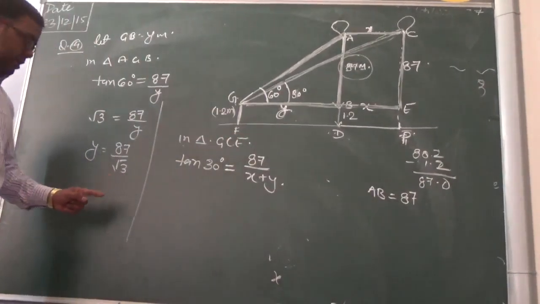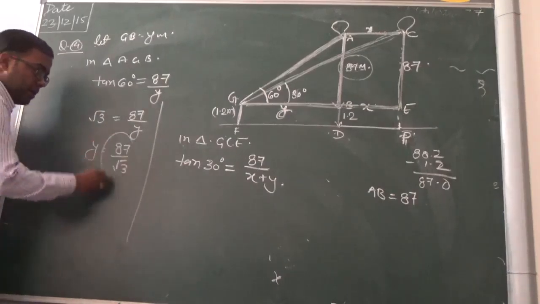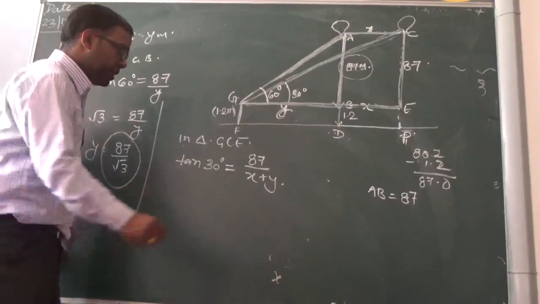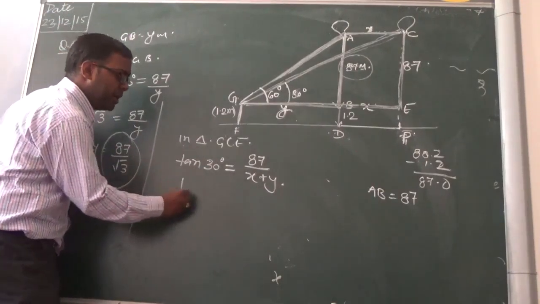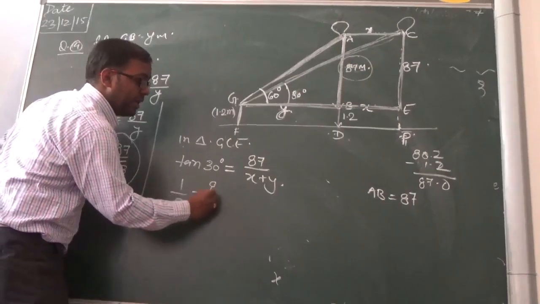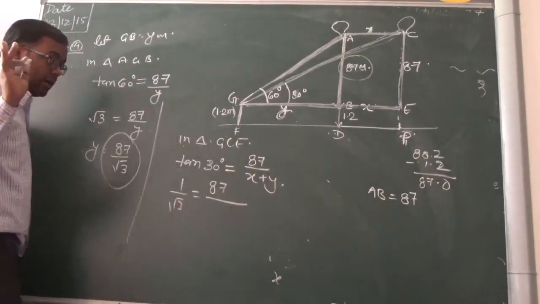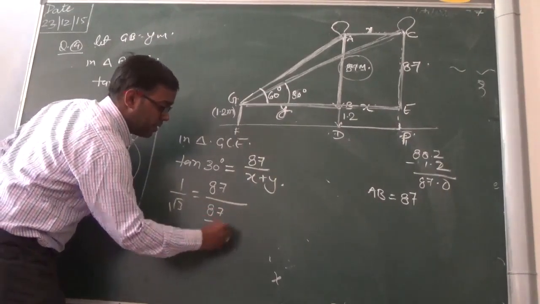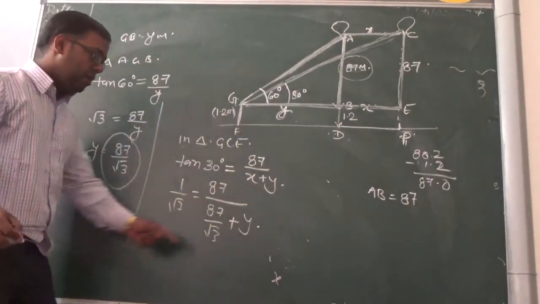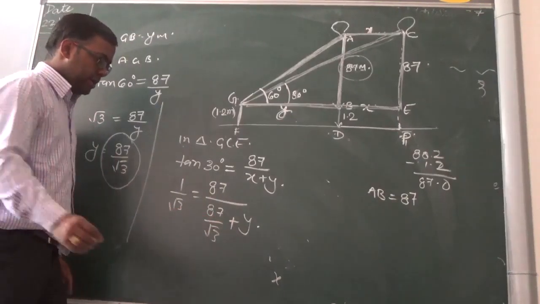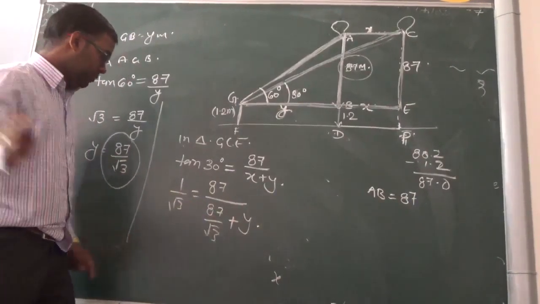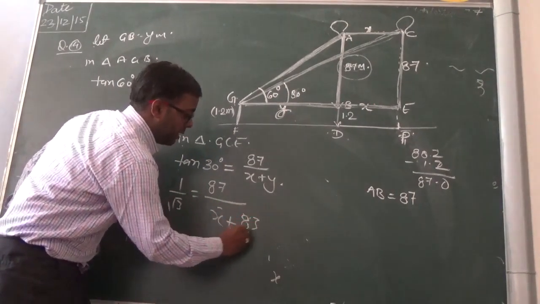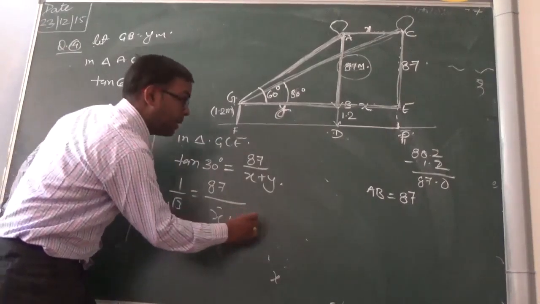Now, see here, we already have y, 87 by root 3. Just put here the value of y. What is tan 30? 1 by root 3 is equals to 87 divided by x plus y. So 1 by root 3 equals 87 divided by x plus 87 by root 3.